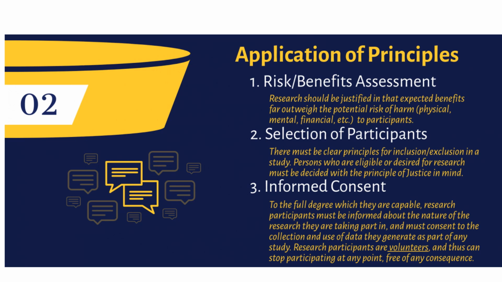Secondly, the second cluster of things that we didn't talk about, we have to assess the risks and benefits, as we talked about with a beneficence clause. When we select people, we have to have principles for who we include in our study and who we exclude. So if people are eligible for research, or if we want them for research, we have to think about what's fair to them with the principle of justice. And so we have objective means that are established ahead of time for deciding who will be included and who will be excluded.